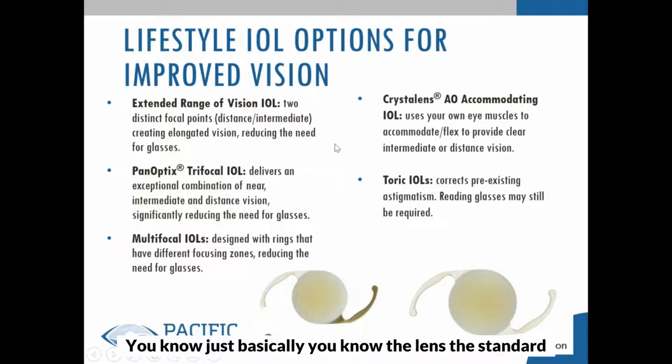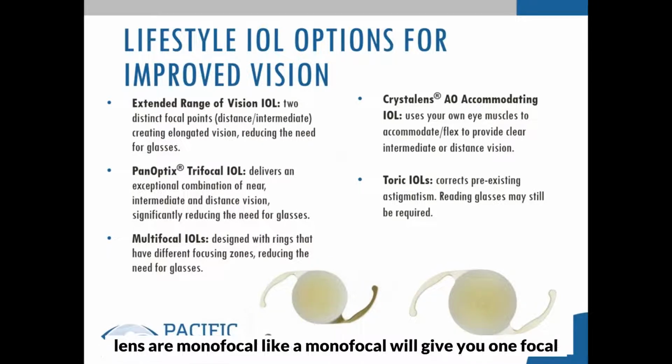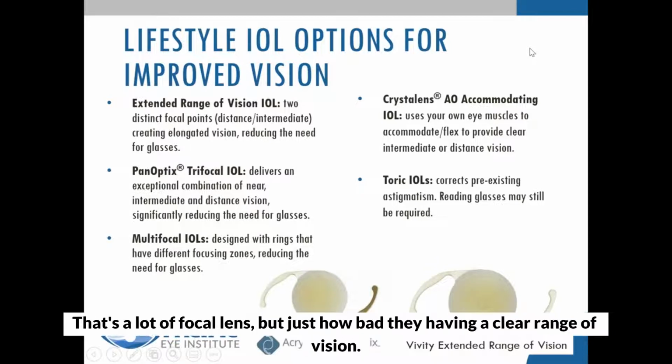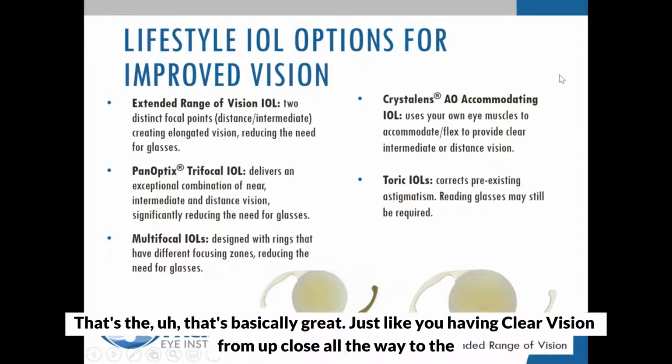Basically, the standard lenses are monofocal. A monofocal lens will give you one focal point. Usually we can just set it up for far, and you need glasses for close-up. That's the monofocal lens. But how about having a clear range of vision? That's basically great, just like having clear vision from up close all the way to the back.